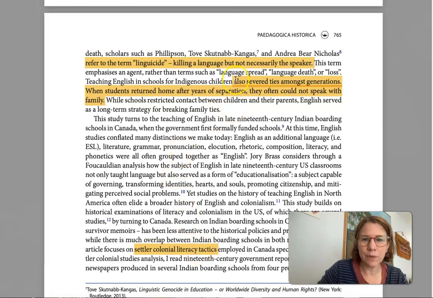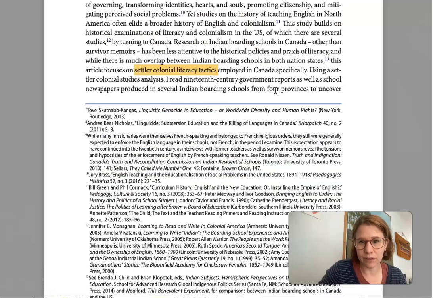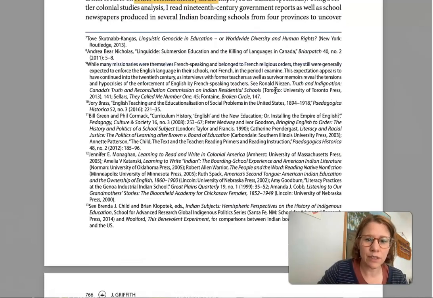One of the consequences of the spread of English amongst indigenous children in these residential schools was to sever ties among generations. So when students returned home after years of separation, they could not speak with their families. So there would be this sense of alienation and isolation from their parents and grandparents who spoke indigenous languages, but now the children did not. So they become separate and isolated from the family that they once felt strongly bonded and connected to.